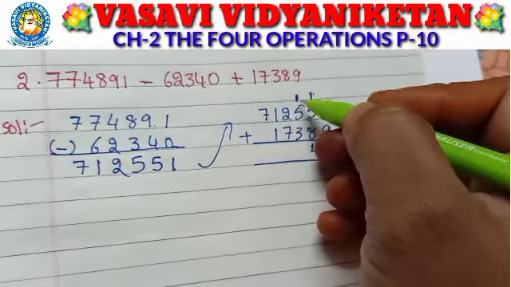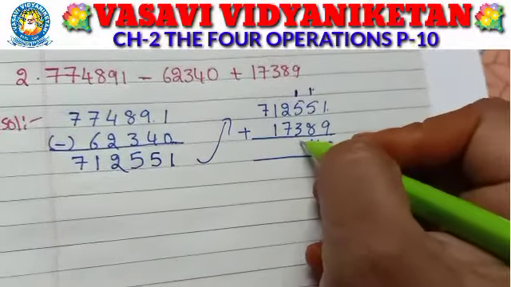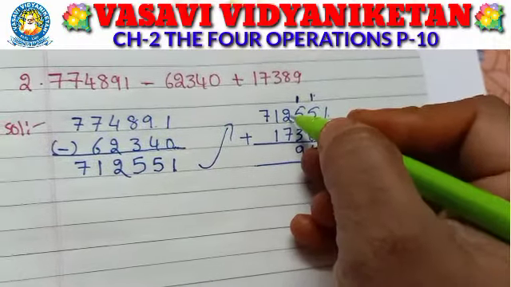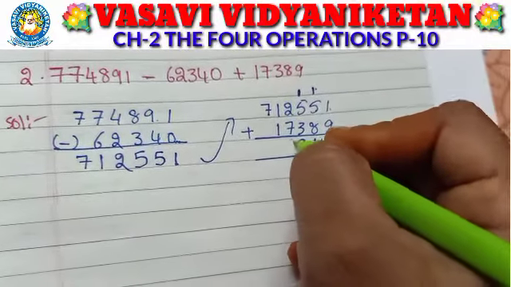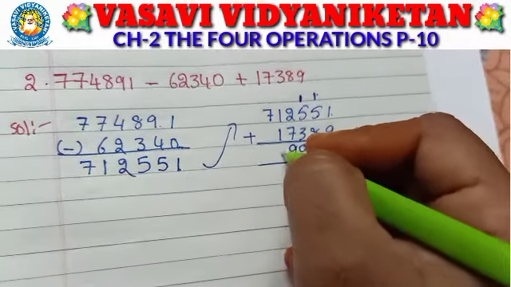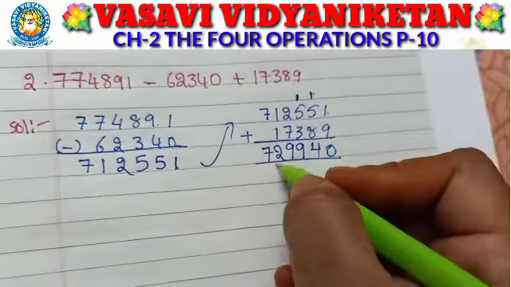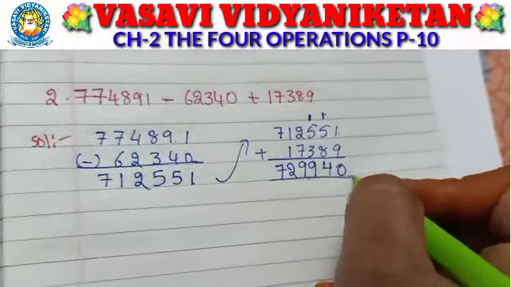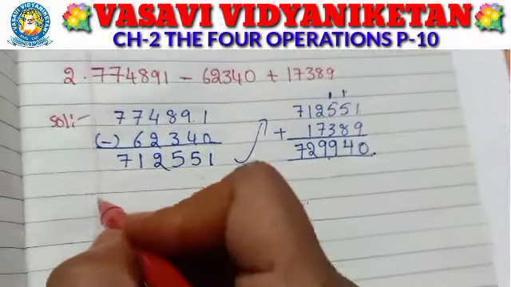Again 5 plus 1, 6. 6 plus 3, 7, 8, 9. 6 plus 3 how much? 9. Next 2 plus 7, take 2 fingers, 7 after 8, 9. 1 plus 1, 2 and here 7 only. So the answer is 7,29,940. Okay? Next, third problem.